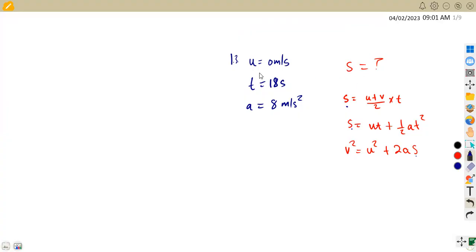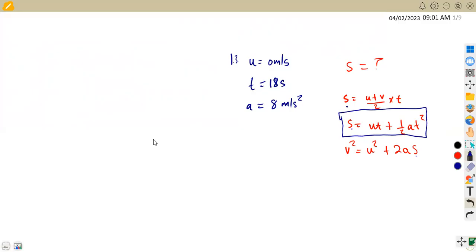Which is the best formula depending on the information that we are given? We have got the initial velocity, the time, and the acceleration. So the best formula in this case is this one, where we have got u, t, and a. So we've got all these parts here.